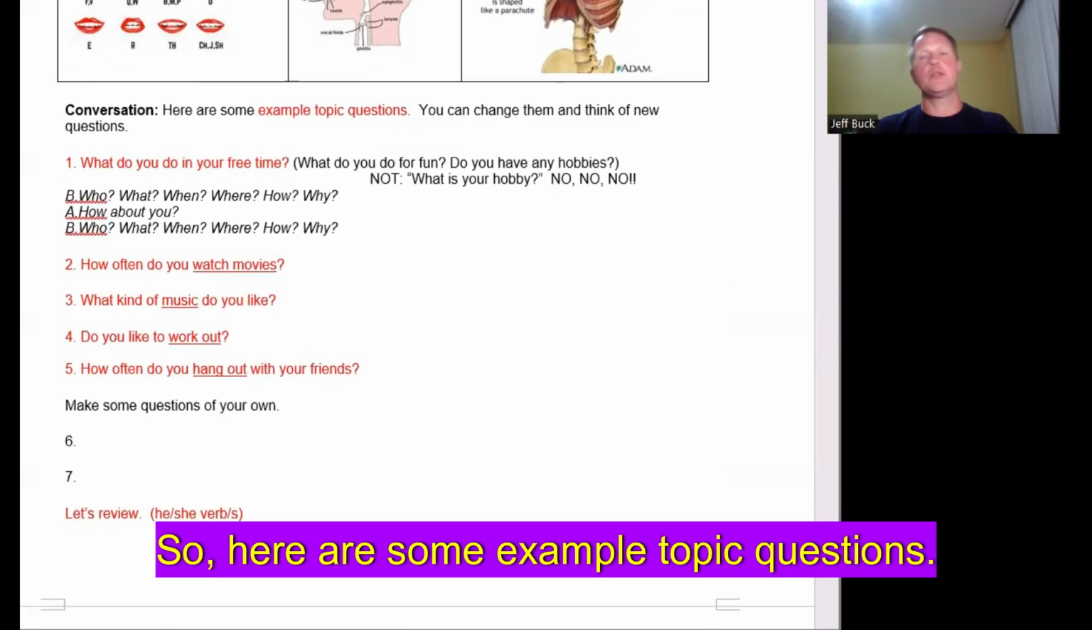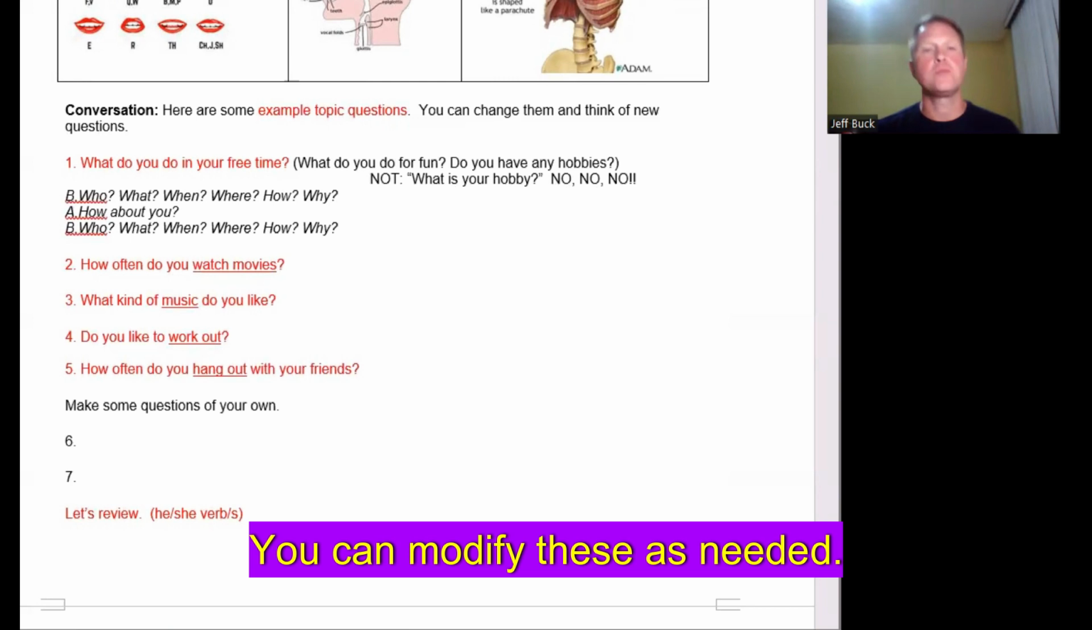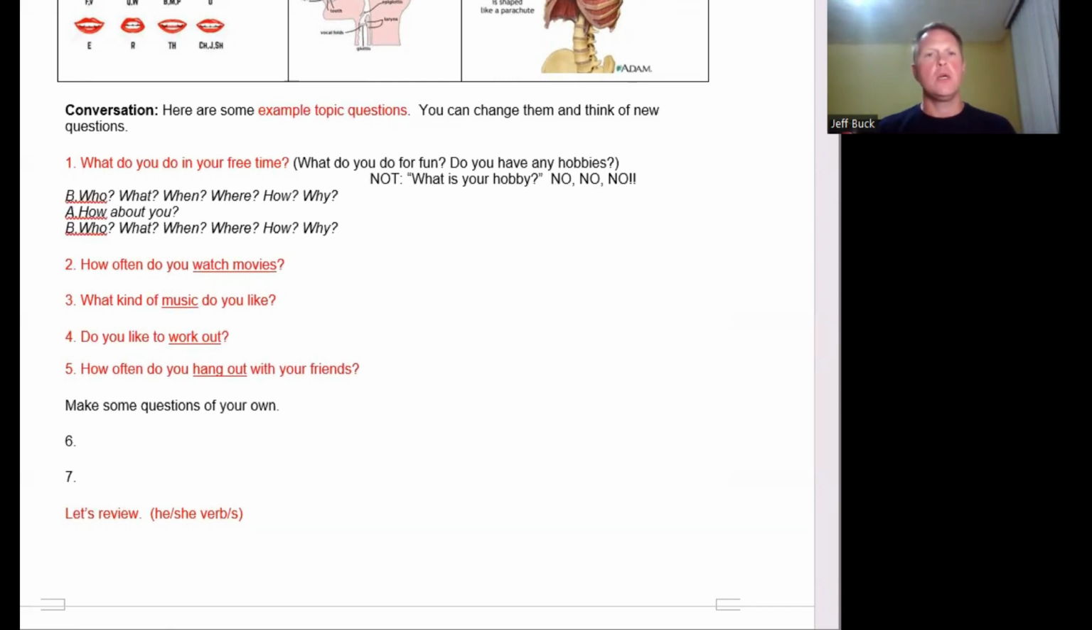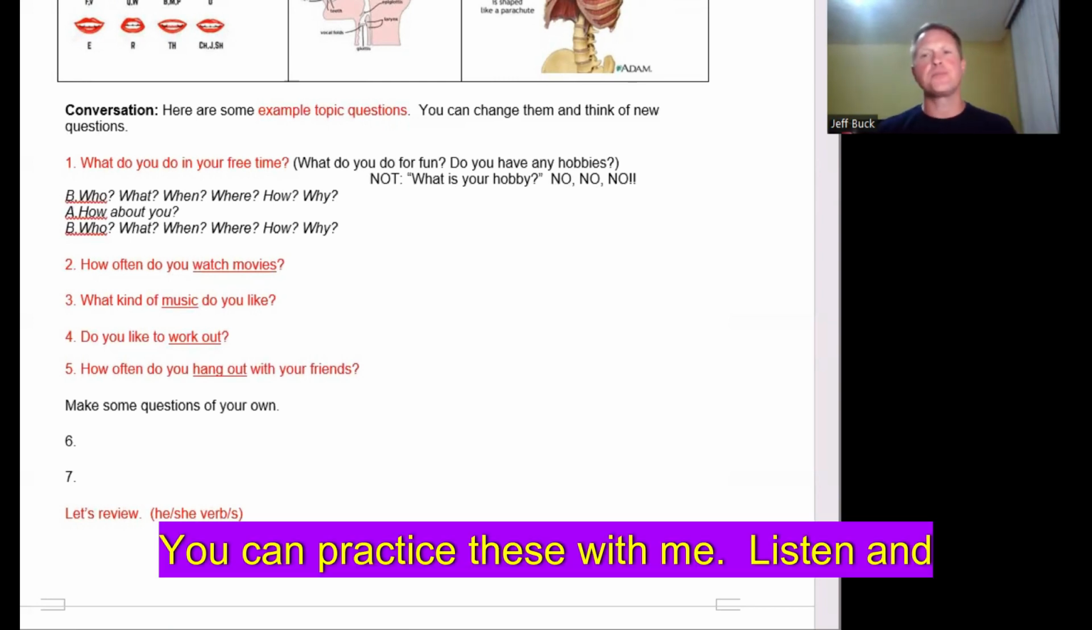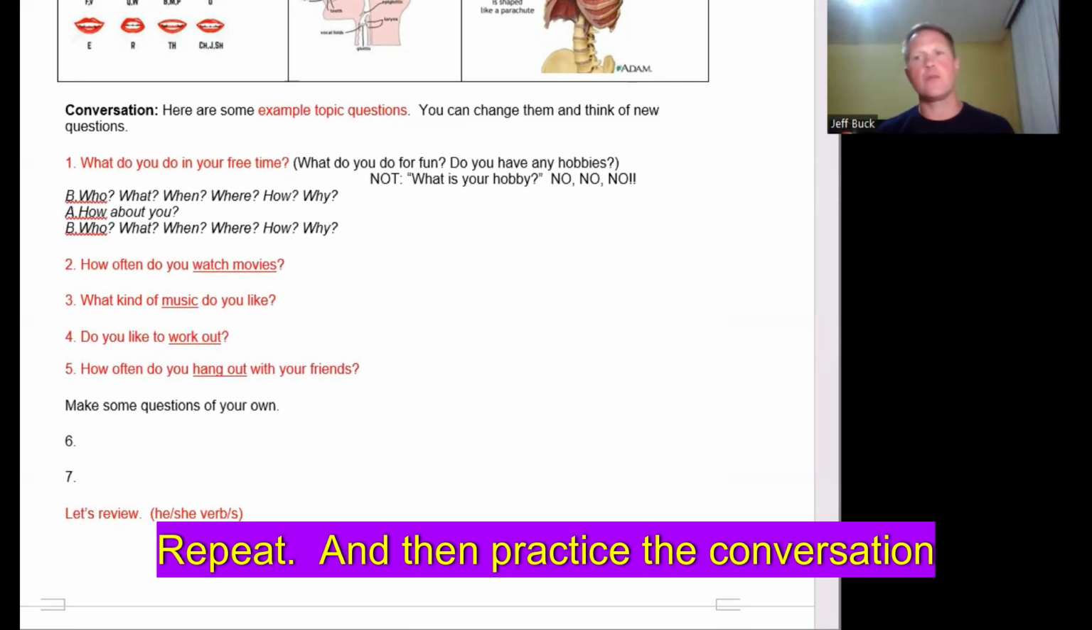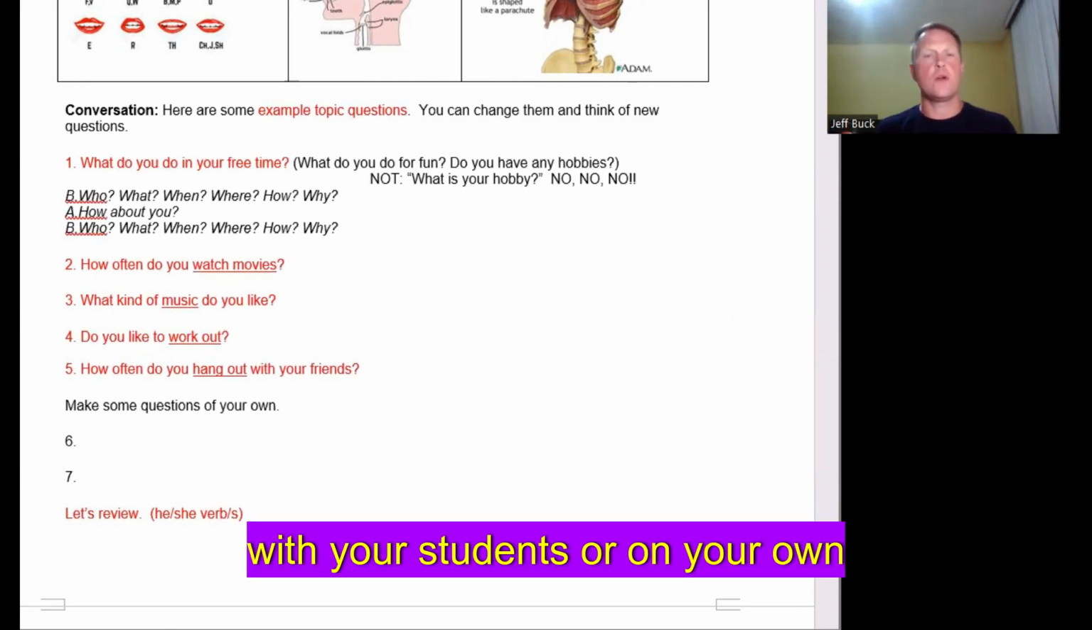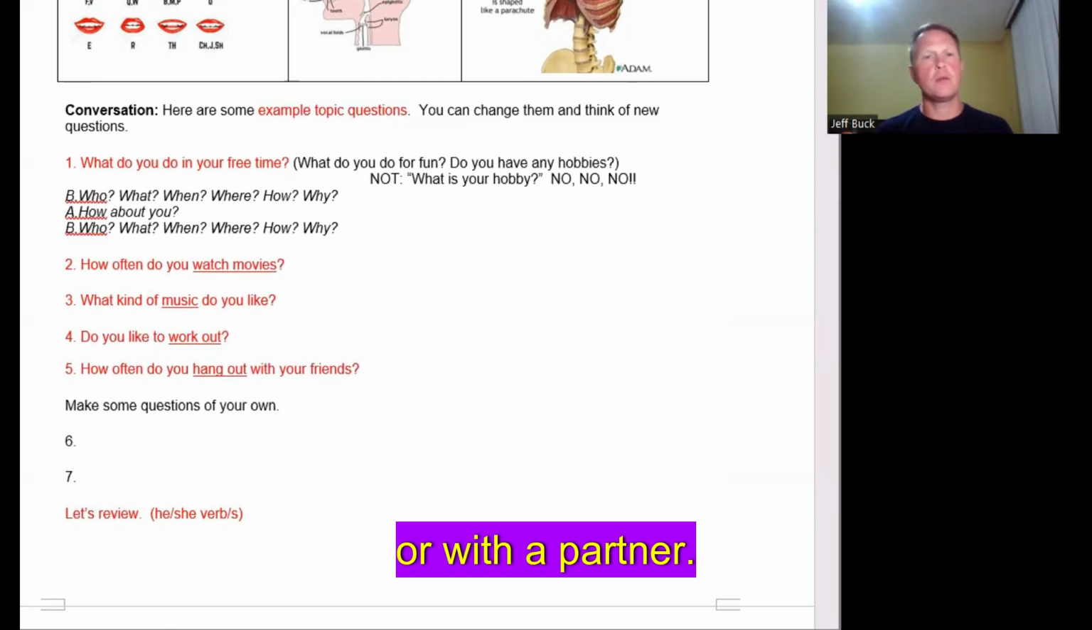So here are some example topic questions. Of course, you can create your own. You can modify these as needed. You can practice these with me, listen and repeat, and then practice the conversation with your students or on your own or with a partner.